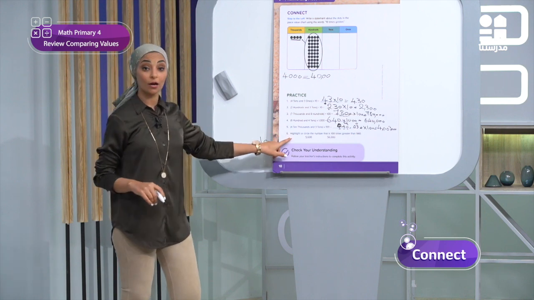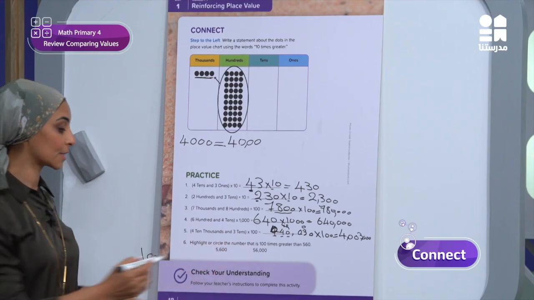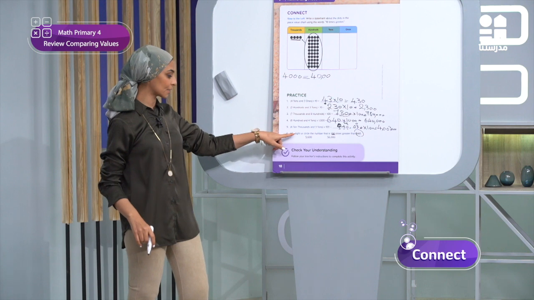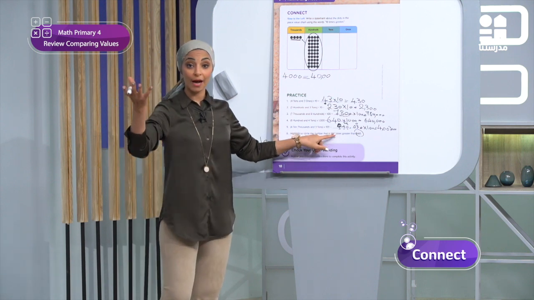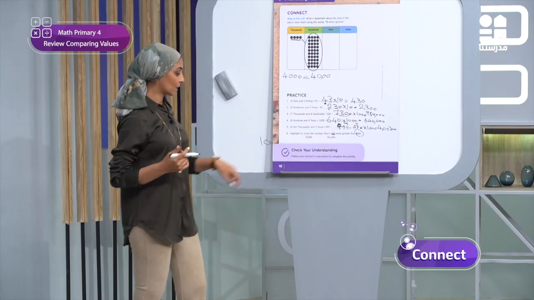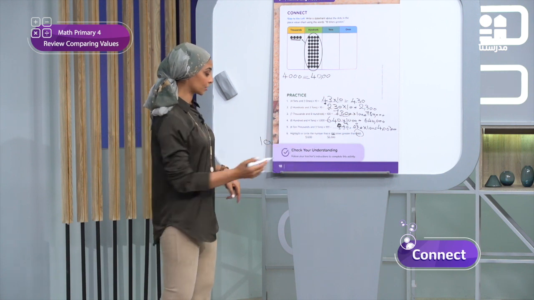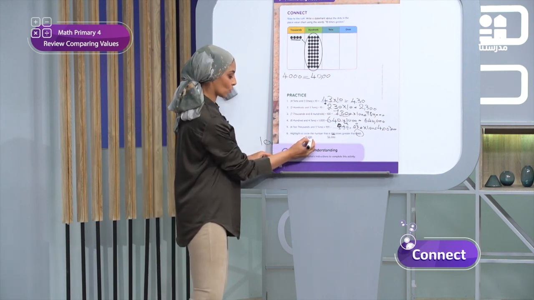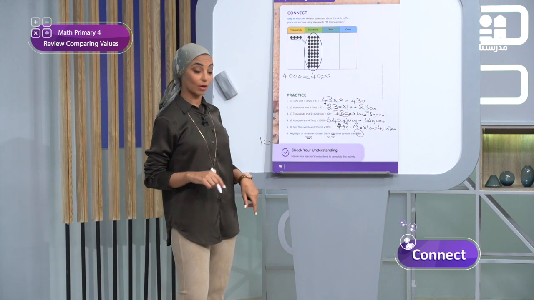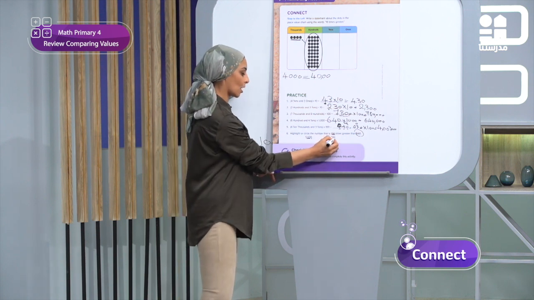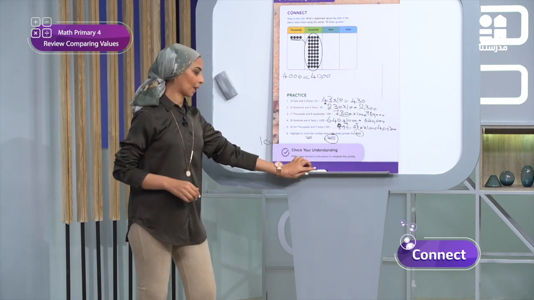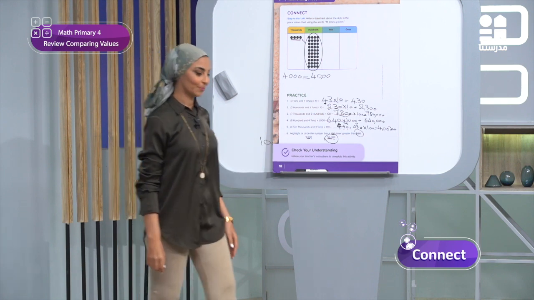Here he wants me to highlight or circle the number that is 100 times greater than 560. So I have 560 and I want a number greater than 560 by 100 times. Okay? Let's see. Is this 100 times greater than 560? This is 560 times 10 only. So wrong. So, is this 560 times 100? Yes, it is 560 times 100. So this is the right answer. Okay? I hope you understand these examples very well.